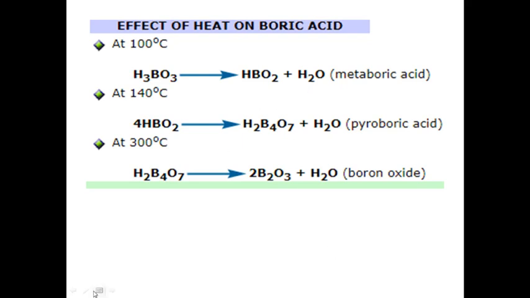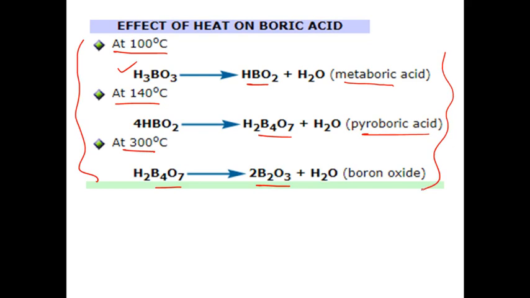And the effect of heat. When boric acid is heated at 100 degrees, you get metaboric acid, right? We have discussed the three types of boric acid. At 140 degrees Celsius, when boric acid is heated, you get pyroboric acid. At 300 degrees Celsius, you get boric oxide. So these three are also important. When boric acid is heated at different temperatures, you get the following compounds.